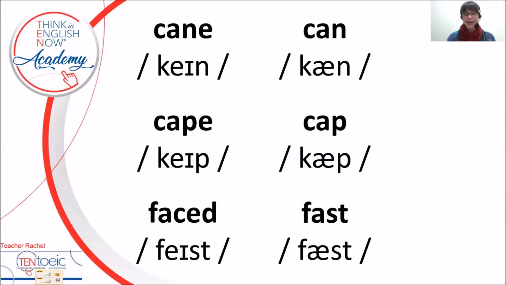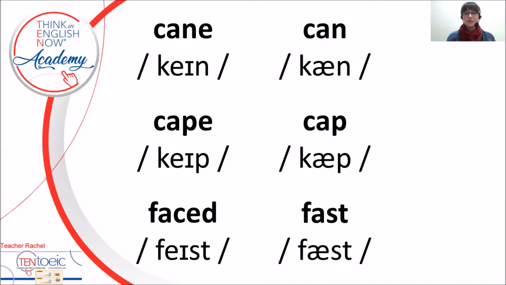Next page, cane. This is what maybe someone who is old will use to help them walk. So I use a cane to walk, or the old lady uses a cane to walk. Can is a verb. It means that we are able to do something. We're talking about cakes. I can make a cake. It means I'm able to. I know how. I can do it.